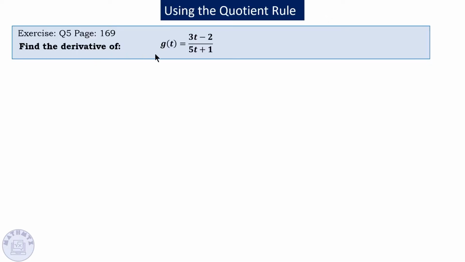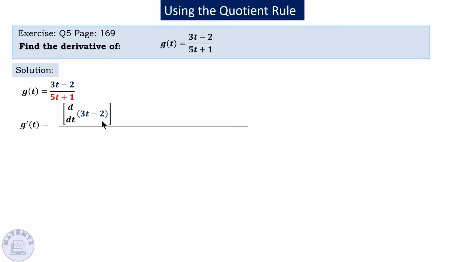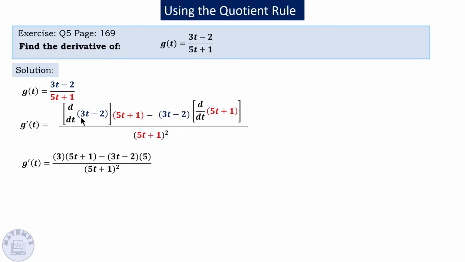So find the derivative of g of t. You can see here the function is a rational function, so it's a quotient. We will just apply the quotient rule: derivative of the top times the bottom minus the top times the derivative of the bottom, over the bottom squared. And now derive this. It will be 3, and the derivative for this will be 5.